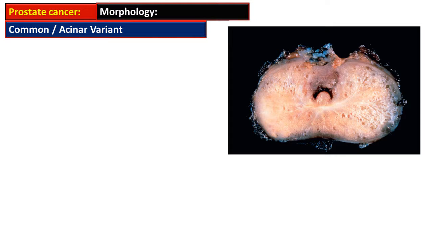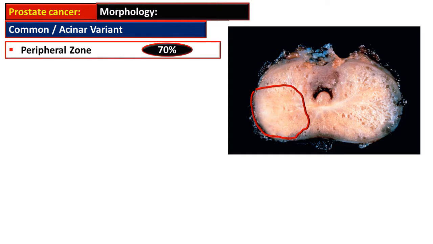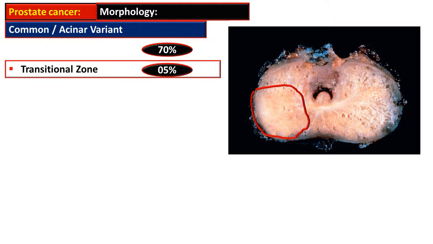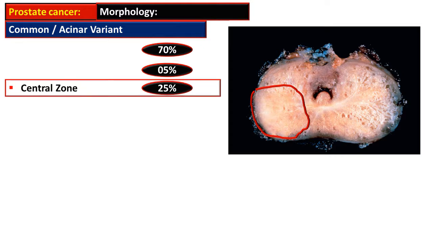When the term prostate carcinoma is used, it usually refers to the acinar variant of the prostate adenocarcinoma, that is the commonest variety of the tumor. This tumor frequently involves the peripheral zone of the prostate, where its frequency is 70%, but the other areas are not exempted from the tumor. The transitional zone may harbor 5% of the prostate adenocarcinoma, and the central zone is affected in 25% of the cases.